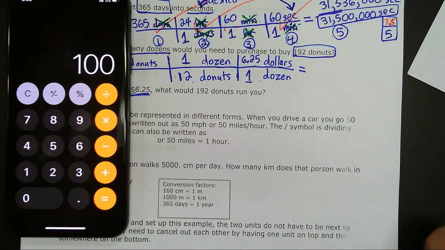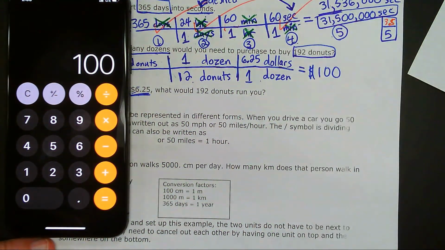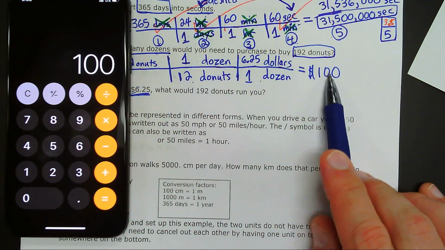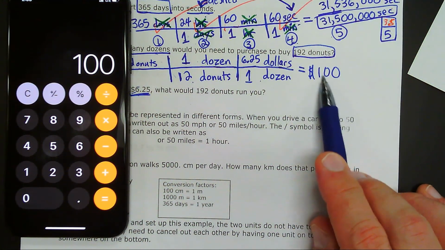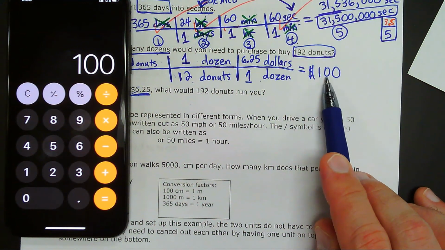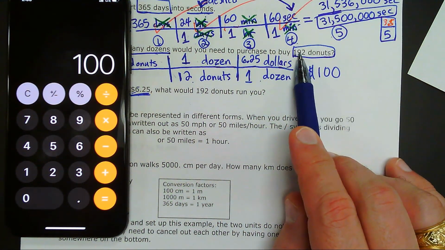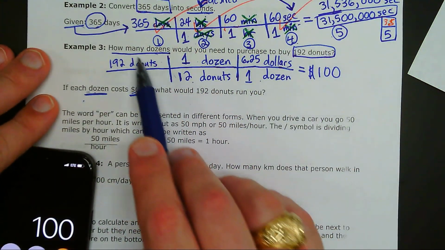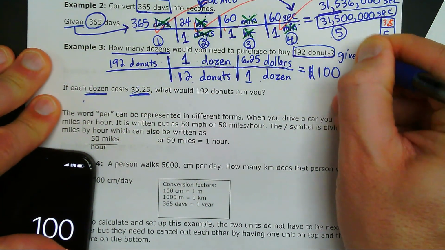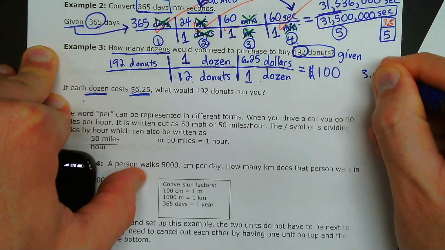Okay, guys, the math came out right there to 100 dollars. However, my sig figs, how many sig figs do I have here? Well, I've only got 1, technically. These are not significant because there's no decimal. And how many sig figs do I want? Well, what was our given? Our given was 192, which has 3 sig figs.